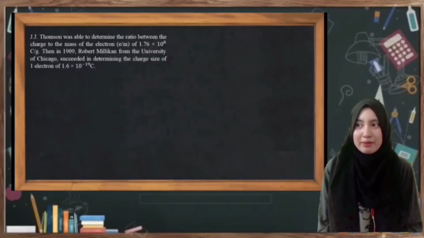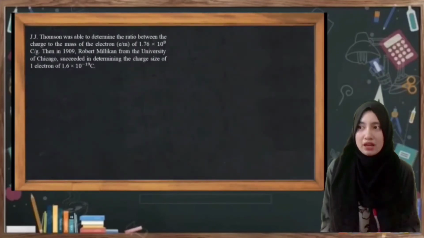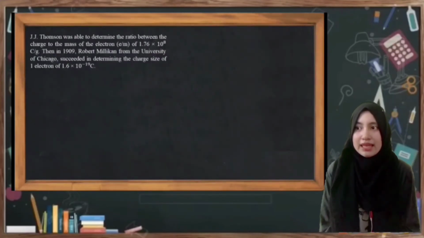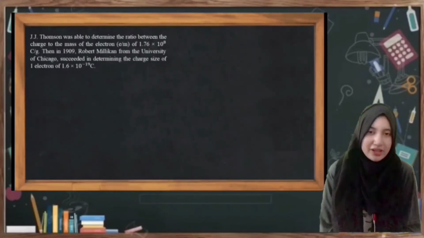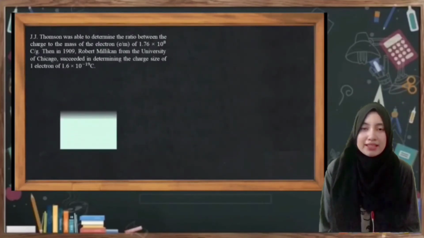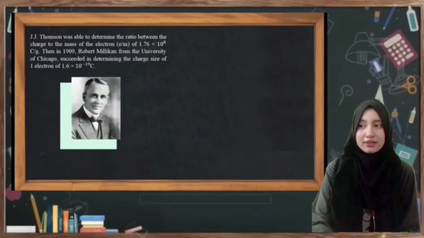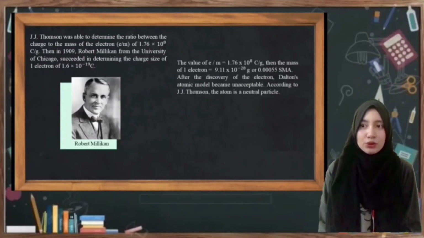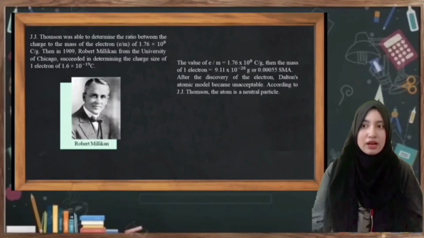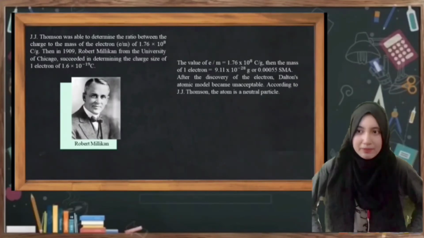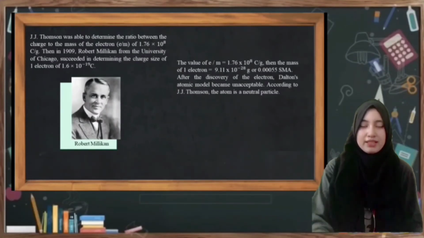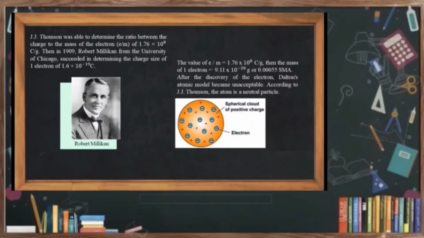J.J. Thomson was able to determine the ratio between the charge to the mass of the electron. And Robert Millikan from the University of Chicago succeeded in determining the charge size of one electron. For the size and the mass, you can see on the slide. So this is the picture of Robert Millikan. And after the discovery of the electron, Dalton's atomic model became unacceptable. According to J.J. Thomson, the atom is a neutral particle. So this is the picture of the atom.